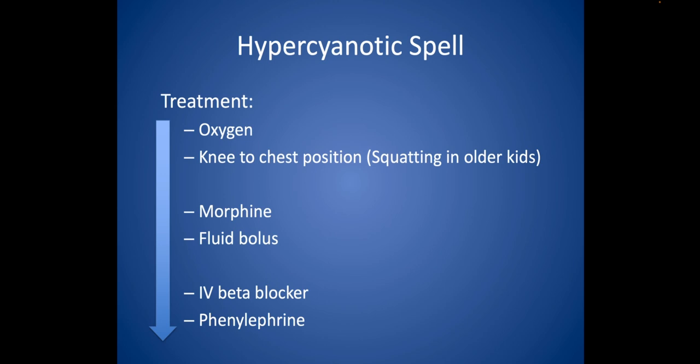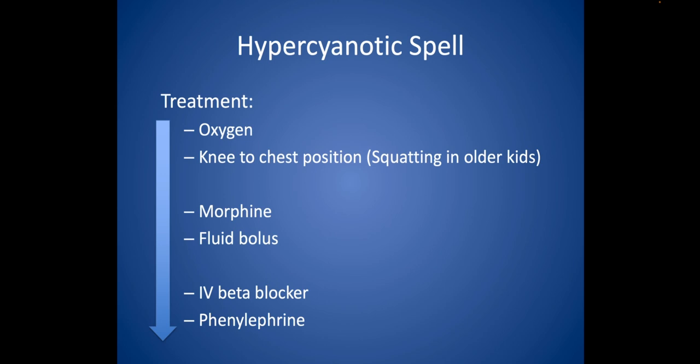The first things to break a hypercyanotic spell are typically to give oxygen, which in this case is trying to promote pulmonary vasodilation. And then the knees to chest position, or in older kids, the squatting position, really increases your systemic vascular resistance. When you're increasing your systemic vascular resistance and that systemic afterload, you're promoting pulmonary blood flow towards the lungs.